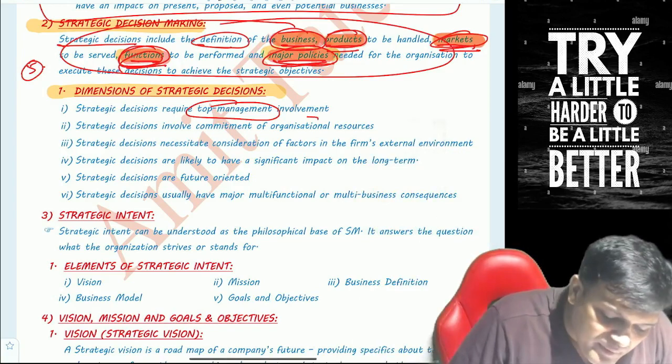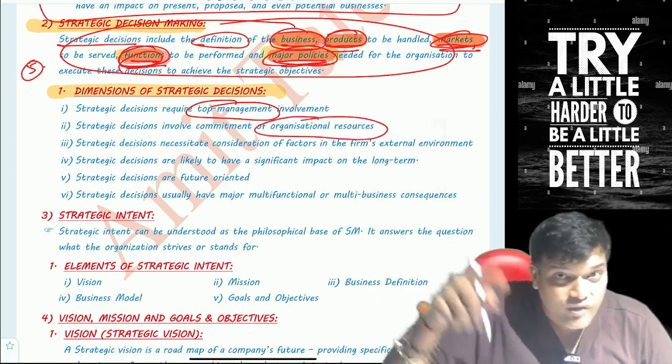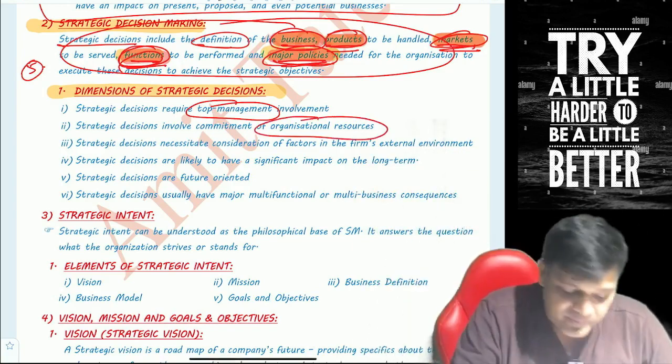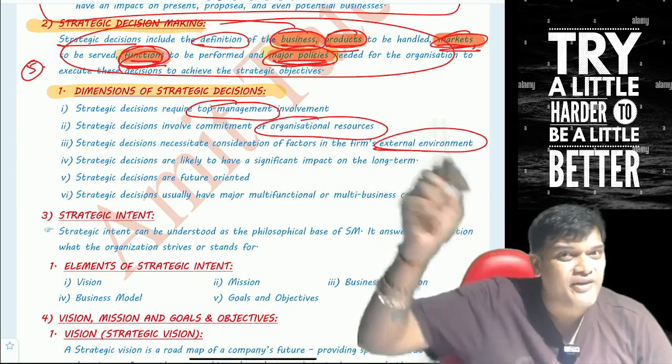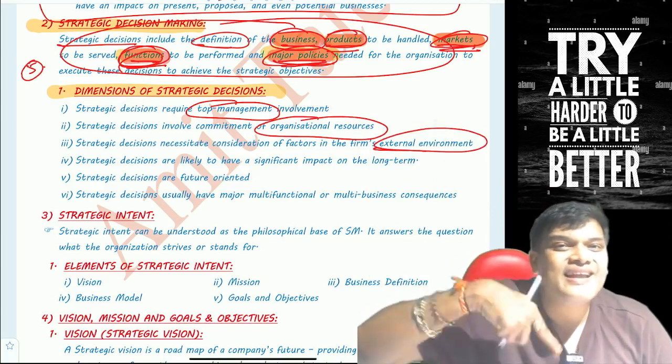Second point, it involves commitment of organization resources, complete organization resources. It is not only one person's decision making. Third, it is focusing on the external environment, because they will be discussing the external environment. Functional level managers will be discussing the internal environment. Remember this.